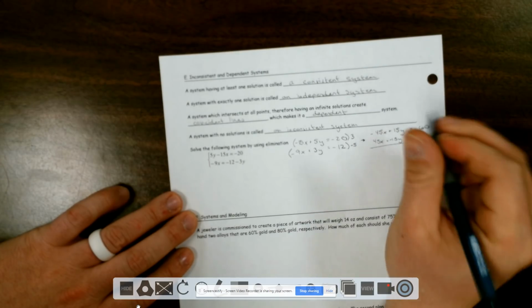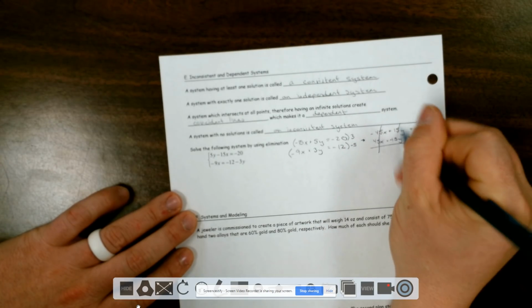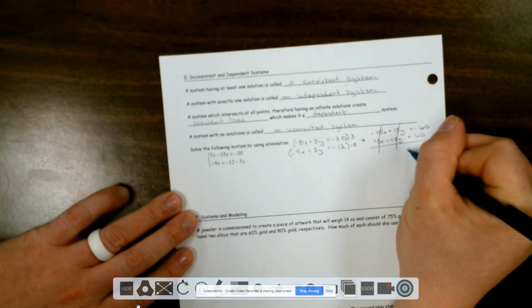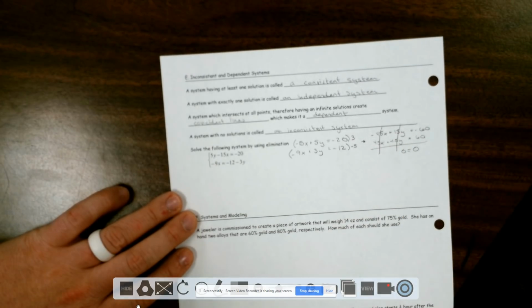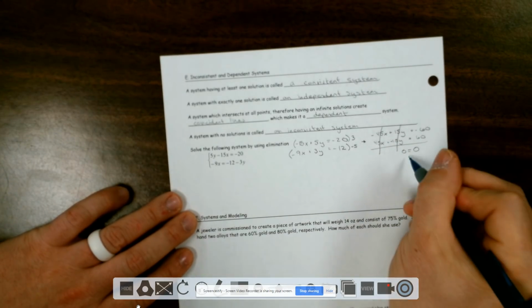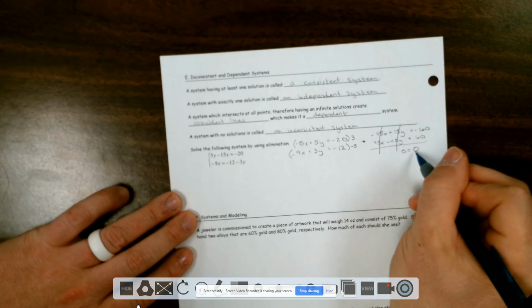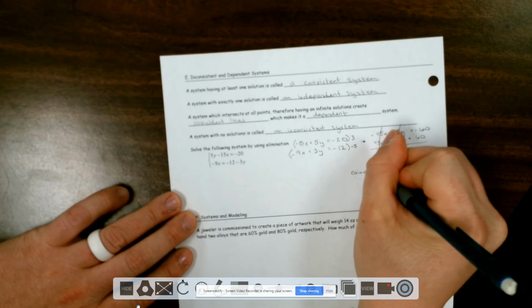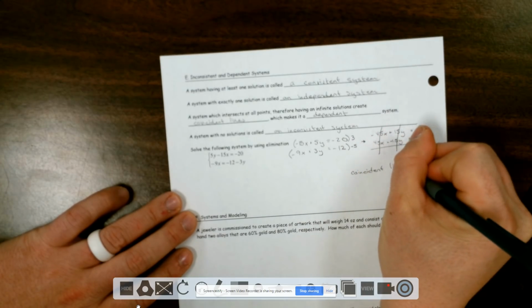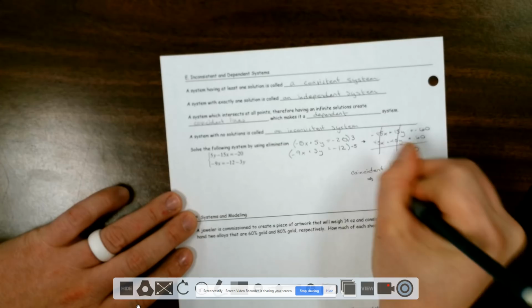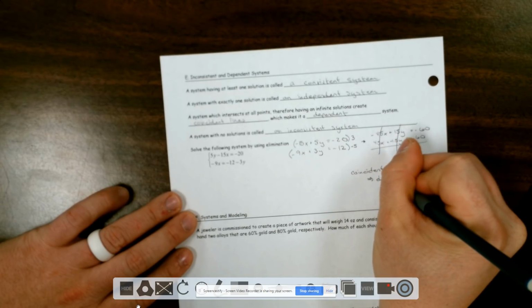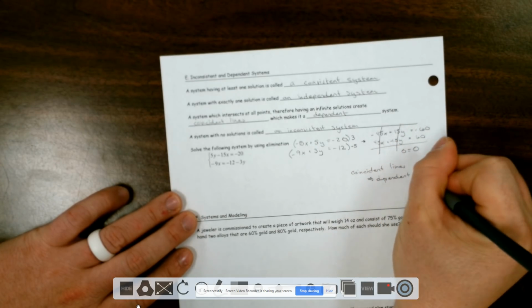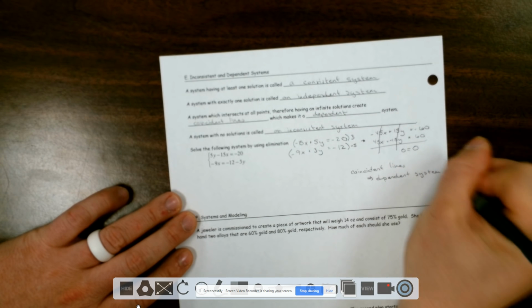Add them together. Well, look, my x's are canceling out, my y's are canceling out, and I'm ending up with 0 equals 0, which means, since this statement is true and always will be true, that we have coincident lines and a dependent system. Nice and friendly.